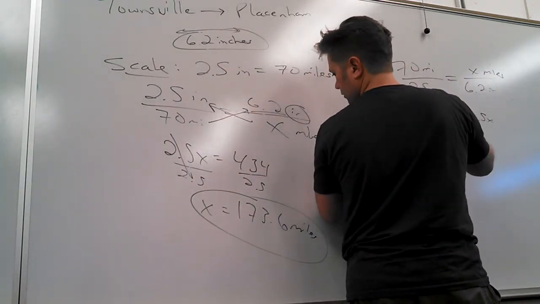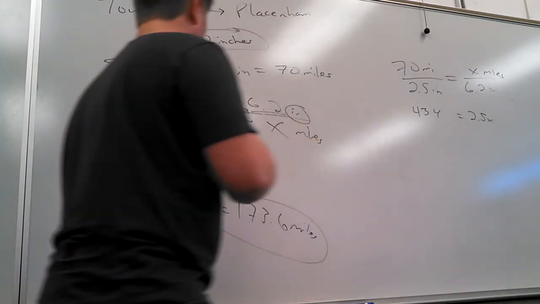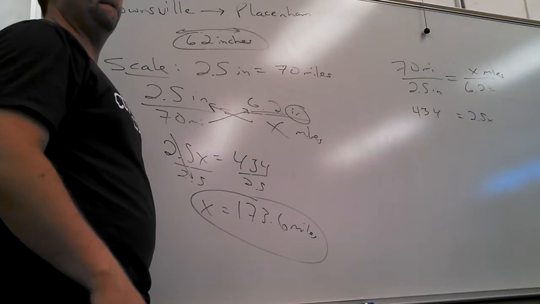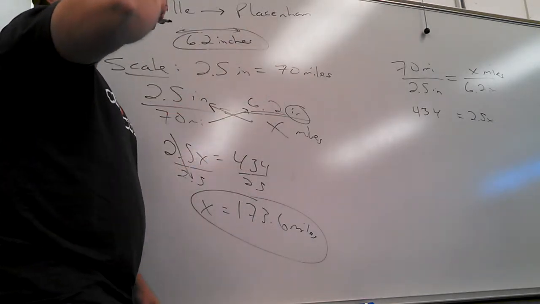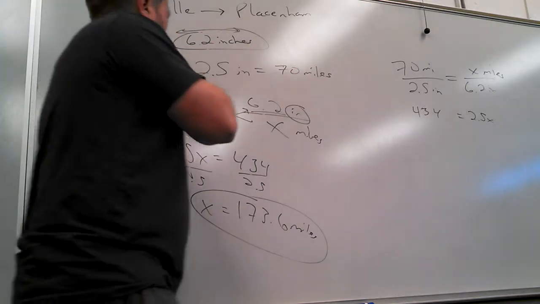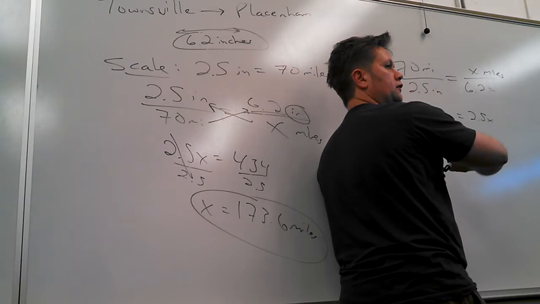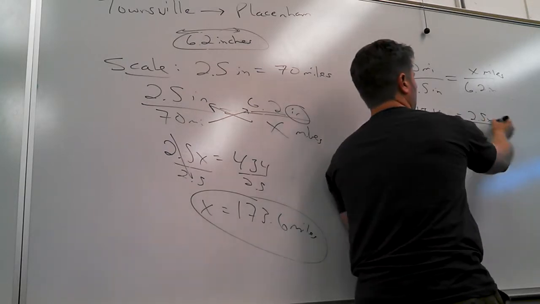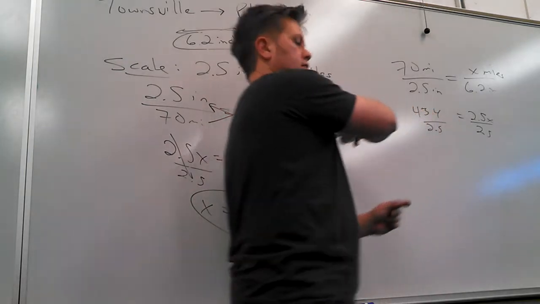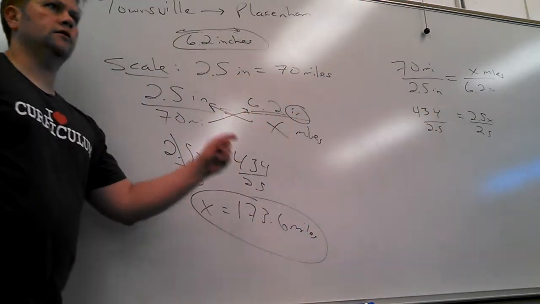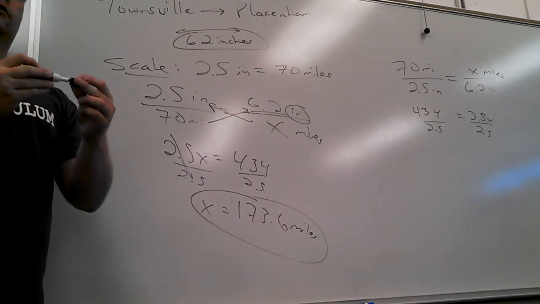434. Yep. And I get the same exact equation. How do you get to 173 again? How do I solve this equation? Why is the x not by itself? Divide by 2.5. If you do 434 divided by 2.5, you get 173.6, because that's what x equals.